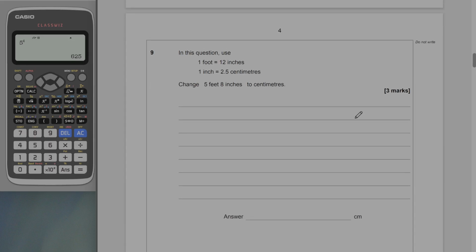In this equation, use 1 foot equals 12 inches, 1 inch equals 2.5 centimeters. Change 5 feet 8 inches into centimeters. So I could do this in separate stages, but I'm going to do it as one. I want to convert it all into inches first of all, so I'm going to do 5 times 12 plus 8, and that would convert it all into inches. And then once I've done that, I want to times that by the conversion to do it into centimeters.